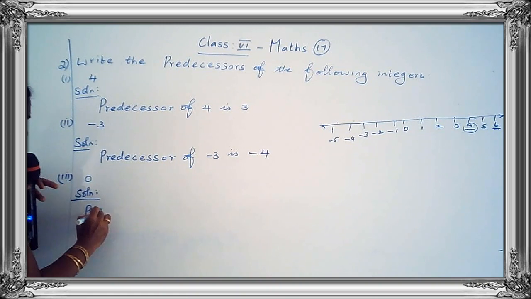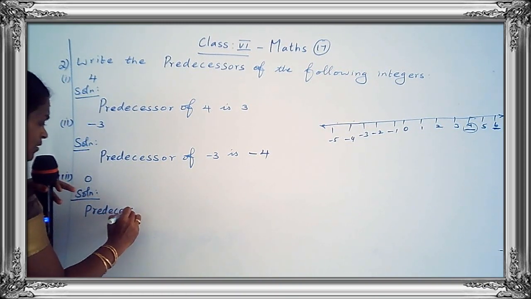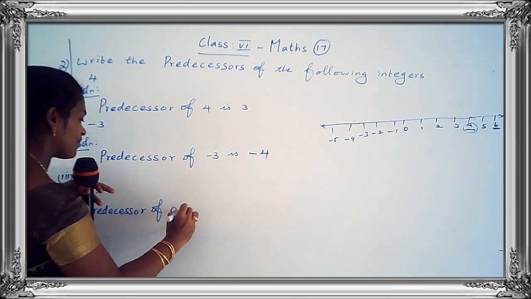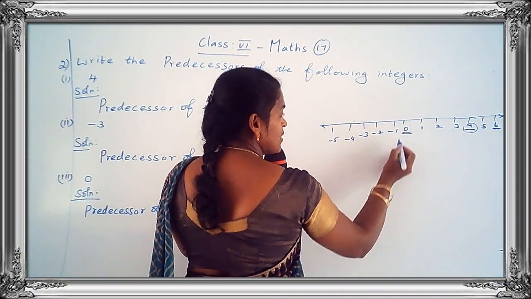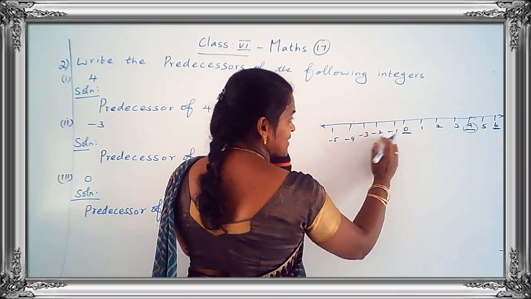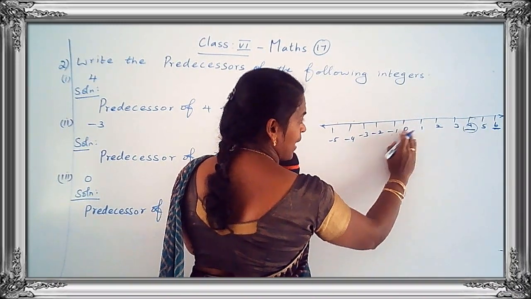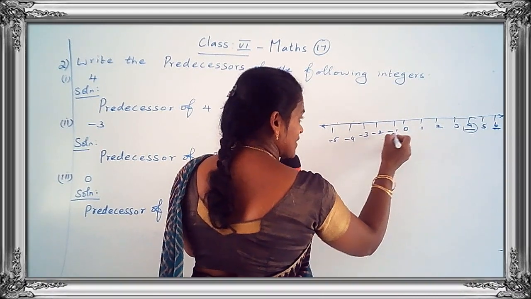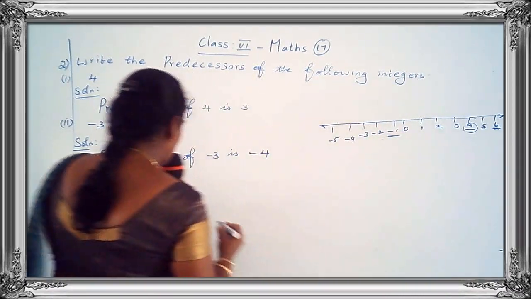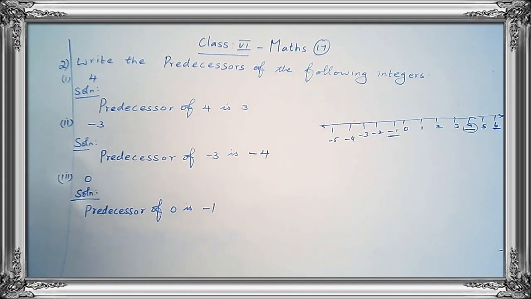The next, third one, 0. Predecessor of 0. Here your number 0 here. So which number is left hand side? -1. Okay, -1 lies on the left side of 0. Okay children, so that's why predecessor of 0 is -1. Okay? Yes. Next, fourth one, 3.